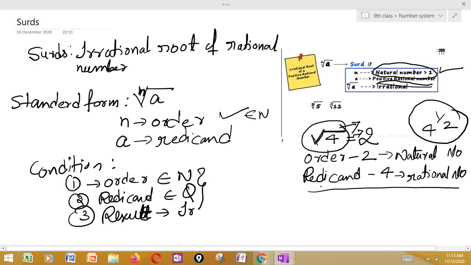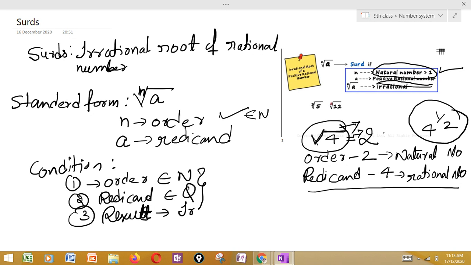Sir, because 4 is not an irrational number, sir. No, you should not tell like that. You should tell that among the three conditions, it is not obeying the third condition. When you take the square root of 4, the result you are getting is a rational number, that is 2. So that's why it is not a surd. If the result is irrational, then only it is called a surd. Did you get my point?